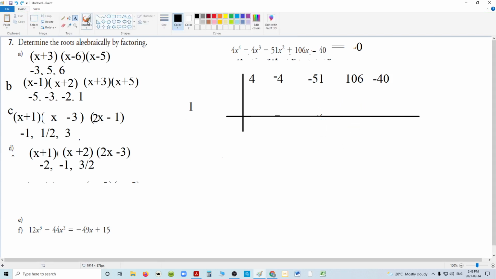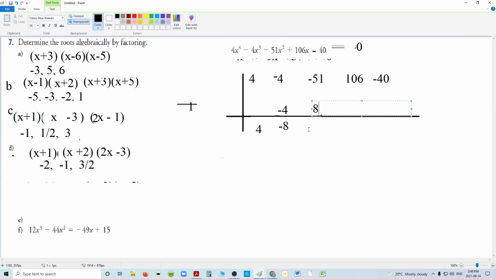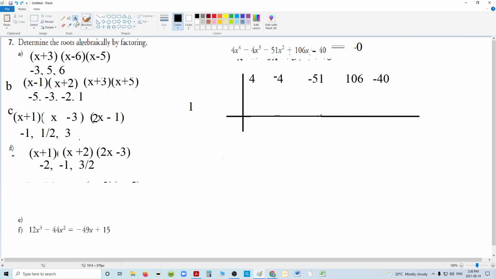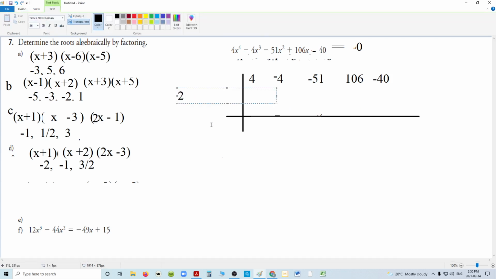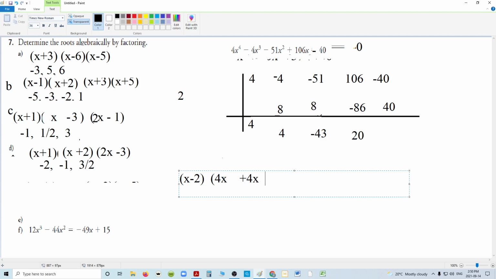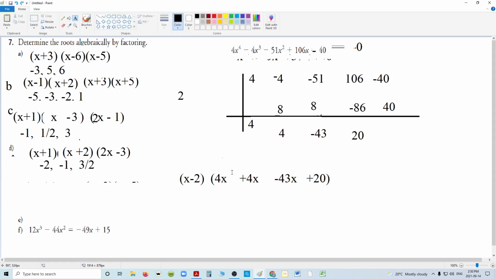Almost. Let's try negative 1. Yeah, that just means negative 1. Nope. Let's try negative 2. Let's start with 2. There you go. Oof, long way for that one. So what happens when you use the wrong numbers? Anyway, I got 4x cubed plus 4x squared minus 43x plus 20. Okay, and you got to do it all over again.